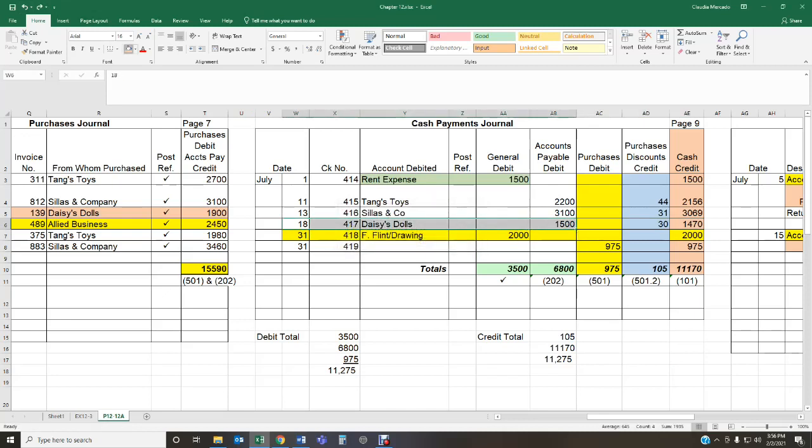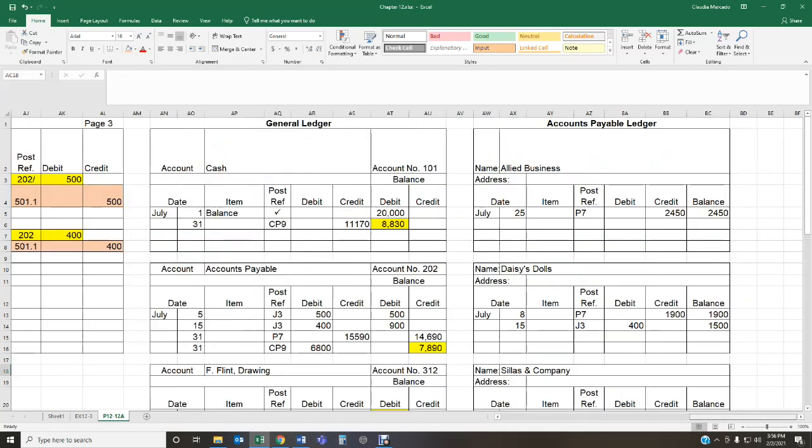So for Daisy's Dolls, we paid $1,500 on the 18th. So let's go back to our accounts payable ledger. That's happening on the 18th. This is cash payment journal, page number 9. And we've got a $1,500 debit. So now Daisy's Dolls is owed 0. They used to be owed $1,500. We liquidated that balance. My balance is 0 for Daisy's Dolls. Okay, this is my ending balance. Let me mark them off for each vendor that we have.